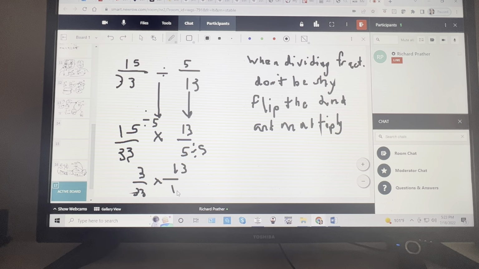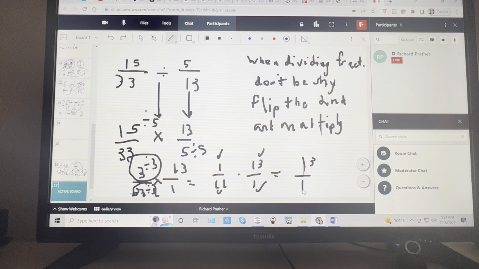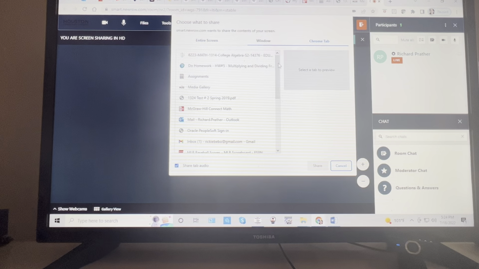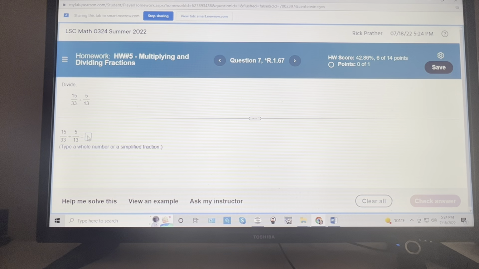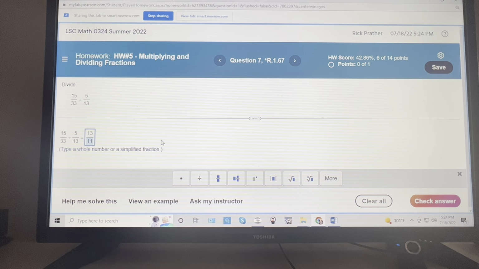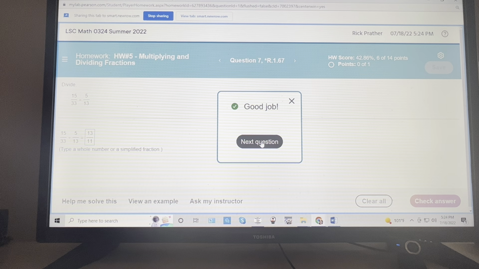Now, this can happen sometimes where once I've done this once, I might have to do this more than once. I'm now noticing that 3 and 33 both divide by 3. So just do it again. 3 divided by 3 is 1. 33 divided by 3 is 11. Now we're done reducing because 1s never reduce, and both 13 and 11 are prime and they don't divide by each other. So 13 times 1 is 13, and 11 times 1 is 11. So the answer is 13 over 11. Whole number or simplified fraction? We have a simplified fraction, but we don't need to make it a mixed number in most cases.